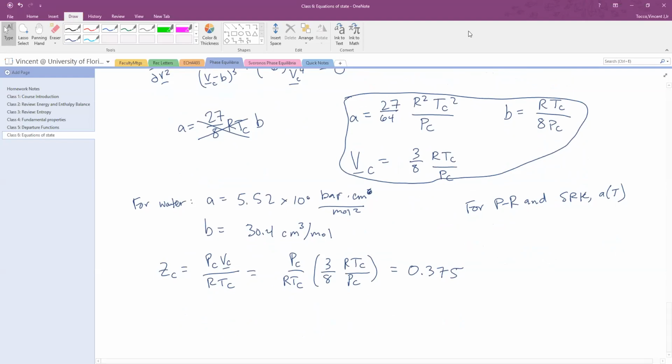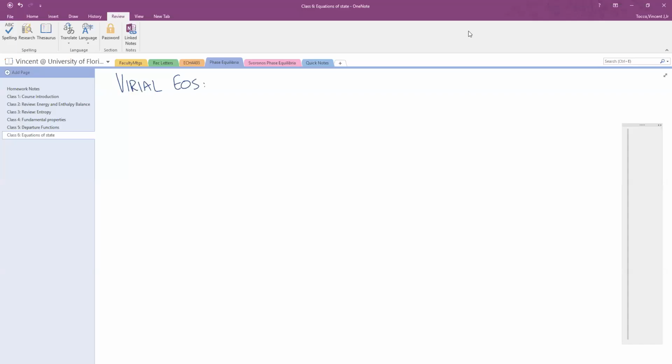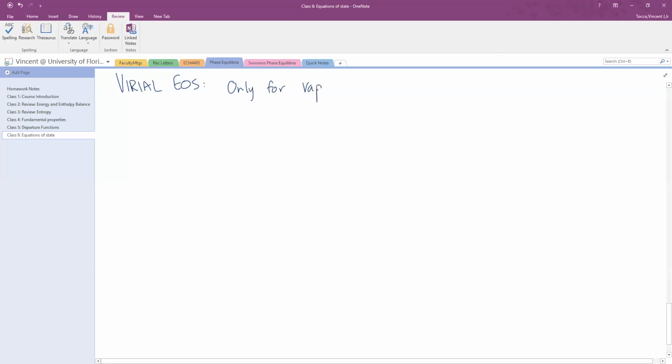One more equation of state that I want to talk about that is not cubic is the virial equation of state. The virial equation of state, notably, is only good for vapors. So you have the same problem that you had with the ideal gas law equation of state, that you can't use it for liquid. So the cubic equations of state are good because they're for both vapor and liquid, but virial is not.